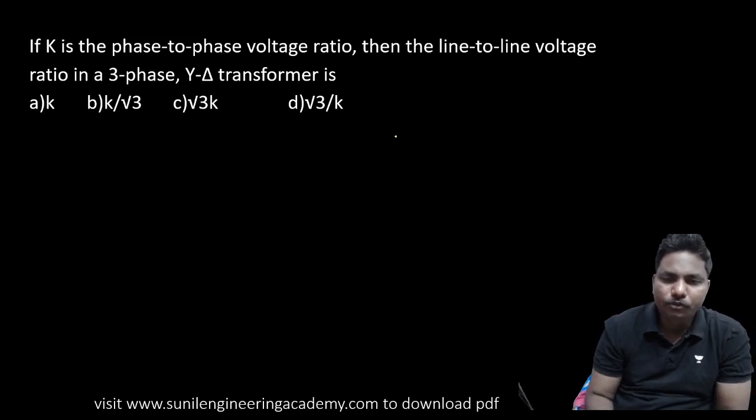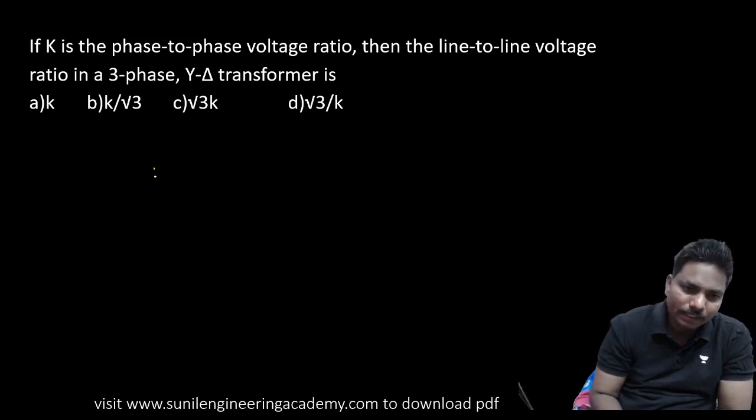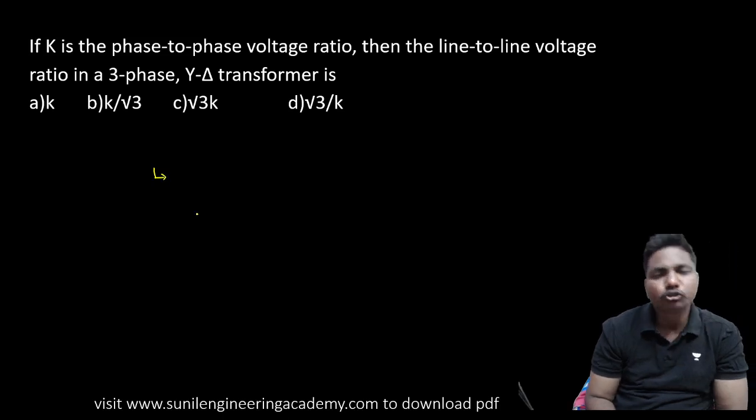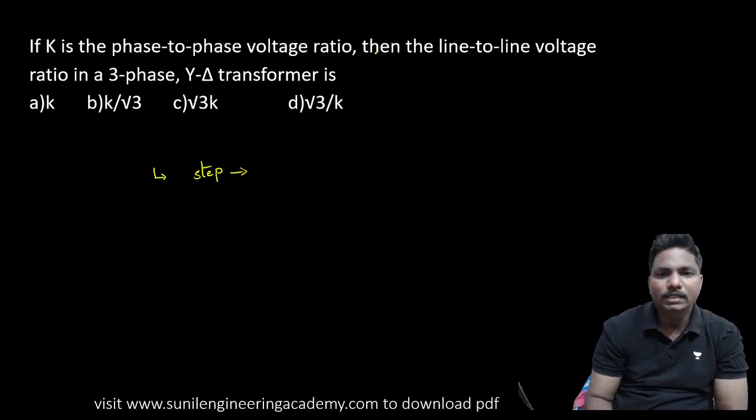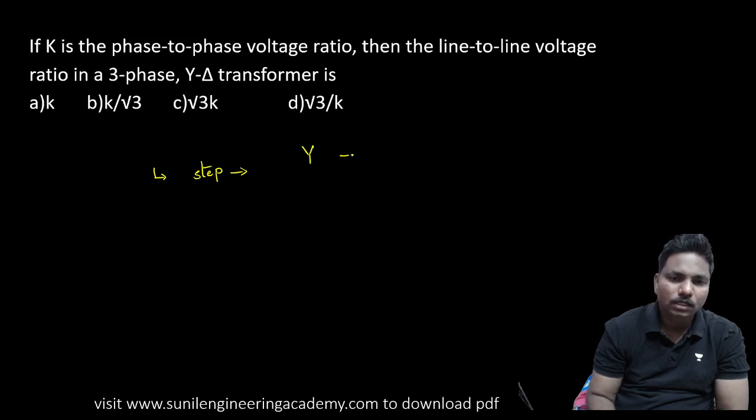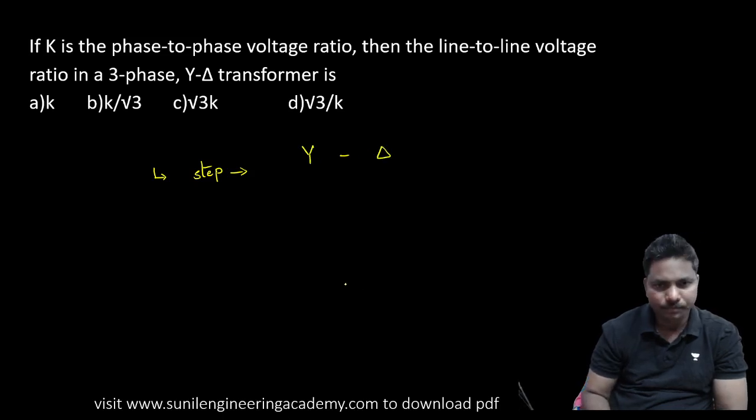For this type of question, just follow my method. I will use step by step. The first step is to note the transformer they have given. So which transformer have they given? Star delta. So star delta, mark like this.